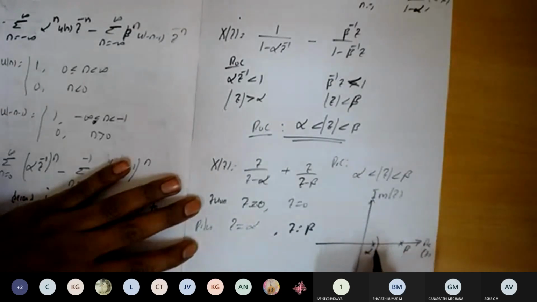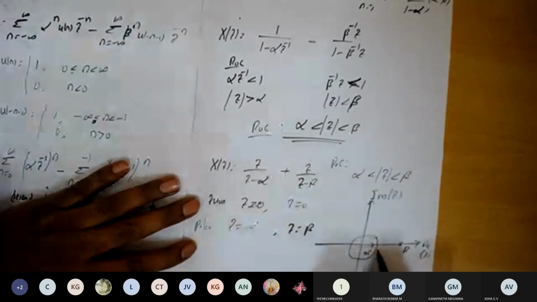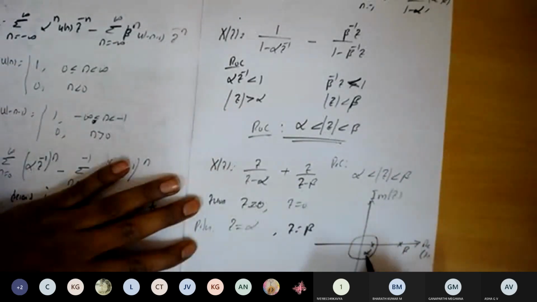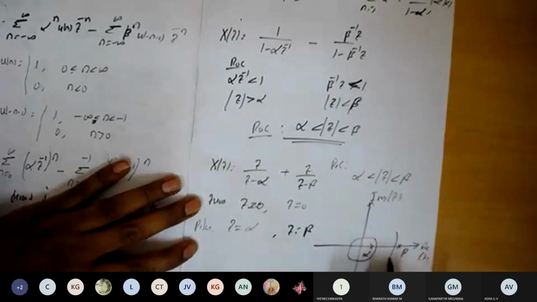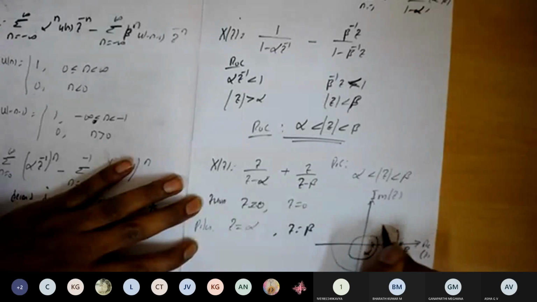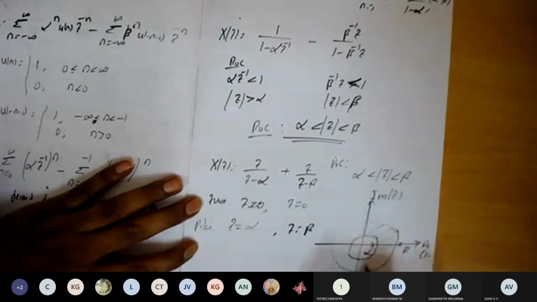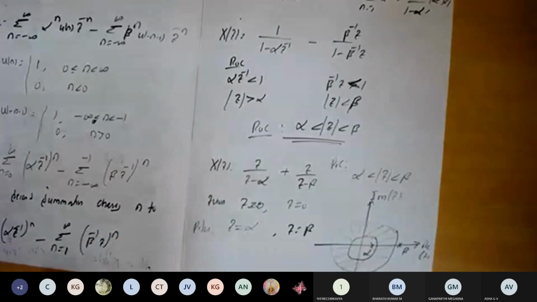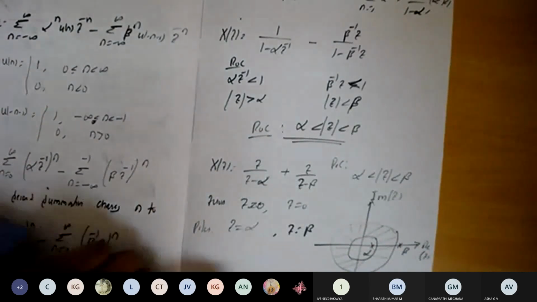So I'm going to draw two concentric circles and plot them here. One circle is for Z taking a value greater than alpha, and the other is for Z taking a value less than beta. So I'm drawing another circle. So this is the region of convergence. The two concentric circles will form the region of convergence for the double-sided sequence.